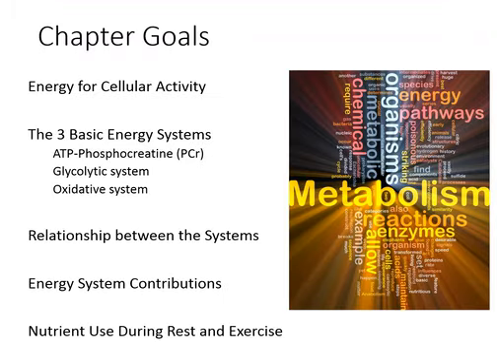So if we look at the goals for this section, we're going to look at the energy for cellular activity, which comes in the form of ATP. We're going to look at the three basic energy systems. We're going to look at the relationship between these systems, as well as the energy contributions from different activities. And then lastly, we'll look at the nutrient use during rest and exercise.